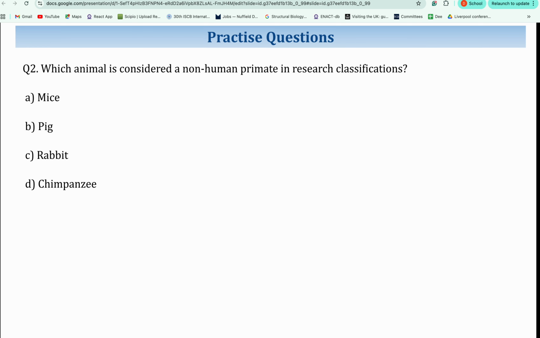Okay, now let's see. So the right answer is chimpanzee. Because mice are mammals but not primates. Similarly, pigs come under the large animals. Rabbit is also a large animal but they are not primates. So the primate is chimpanzee.